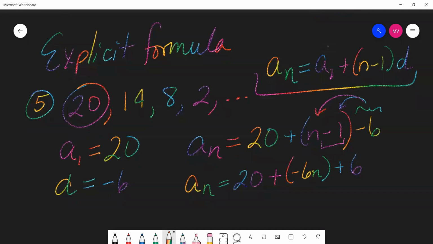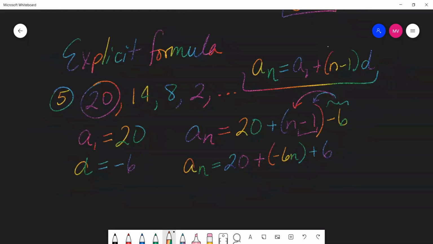Okay, so let's continue to simplify. And we end up with AN equals, we got this guy and we got this guy. 20 plus 6 is 26. And then we would rewrite plus -6n as minus 6n, because adding a negative number is the definition of subtraction. Yes. And this is as simple as it gets.